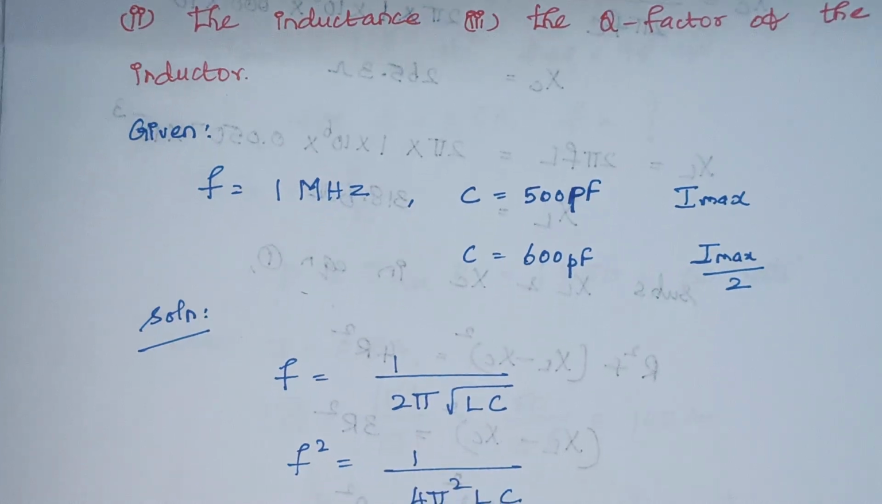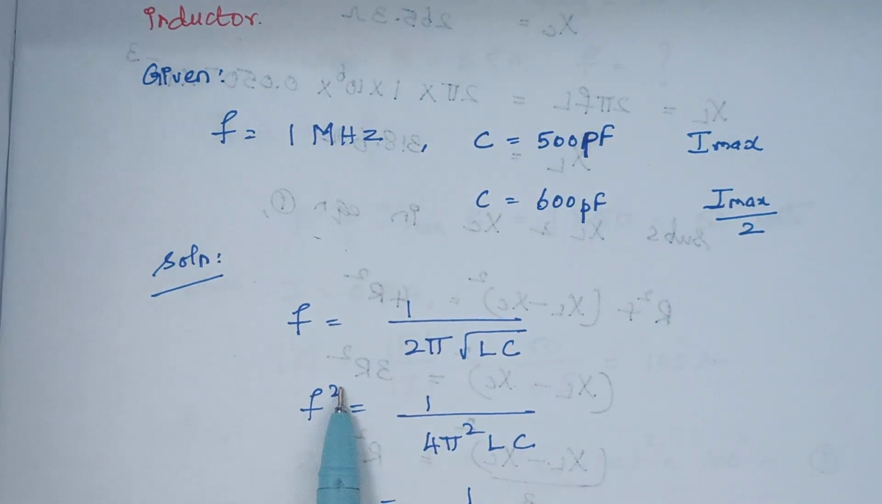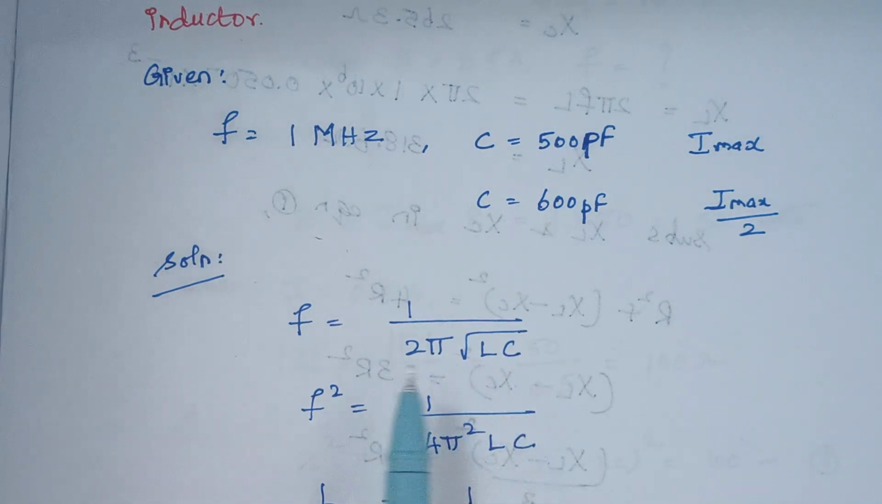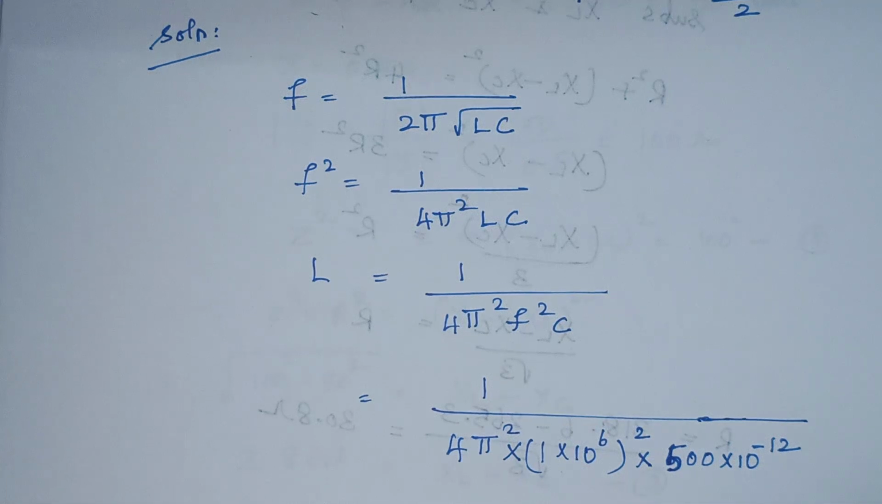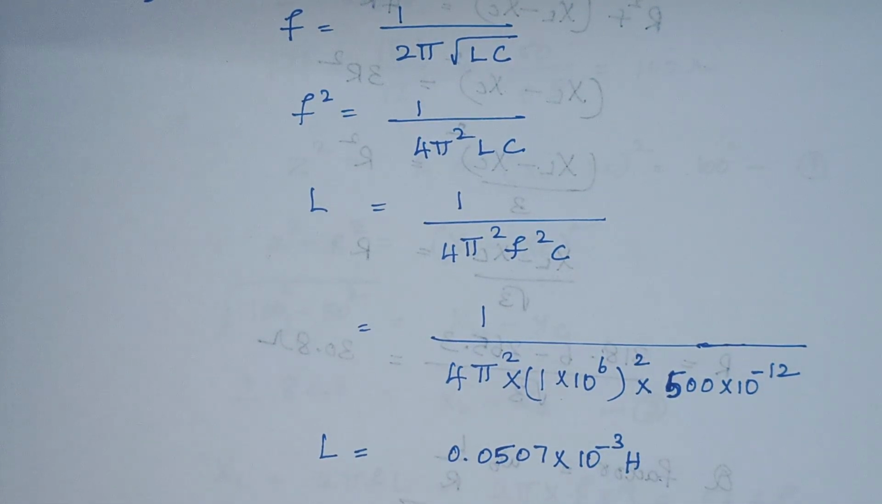Then we start with this basic formula. F is given by 1 by 2 pi root of LC. Squaring on both sides gives an expression as F square is equal to 1 by 4 pi square LC. So therefore the value of L is given as L is equal to 1 by 4 pi square F square C. Here from the problem we know the value of F and C. So just substitute the values here and finally the value of inductance is calculated as 0.0507 into 10 to the power minus 3 Henry. Picofarad, regarding capacitor, represents 10 to the power minus 12.